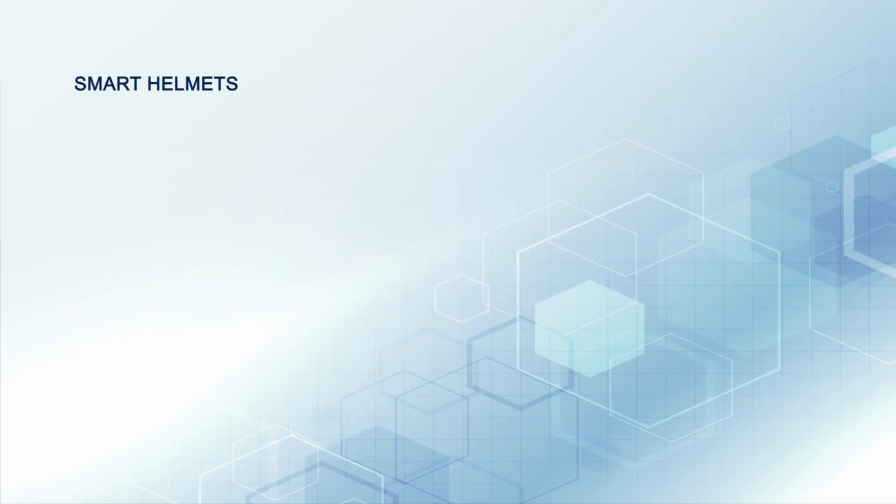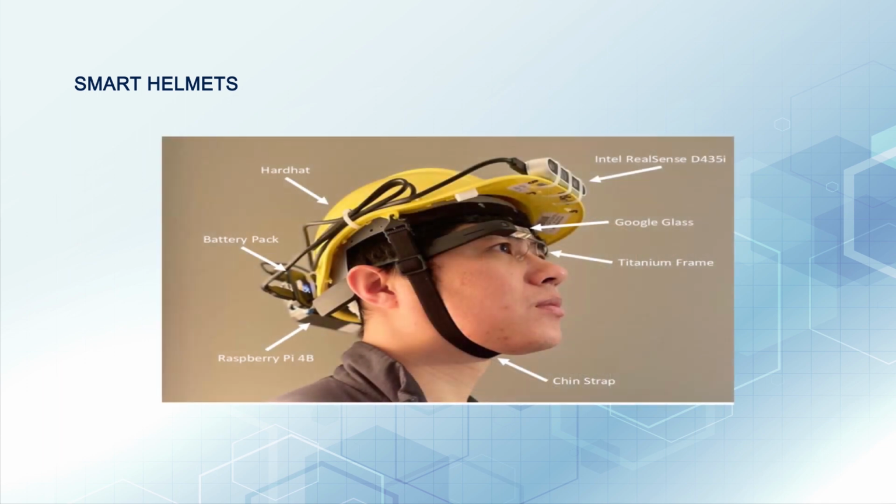Next is smart helmets. Smart helmets are advanced headgear equipped with various technological features to enhance safety, communication and overall user experience. These helmets are commonly used in industries such as construction, mining, firefighting, cycling, motorcycling and sports. The integration of smart technology into helmets aims to provide real-time data, improve safety and enhance connectivity.